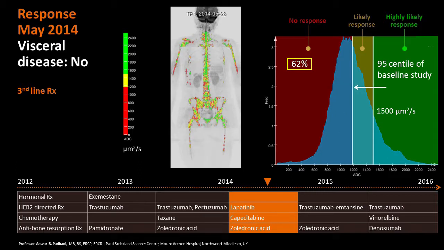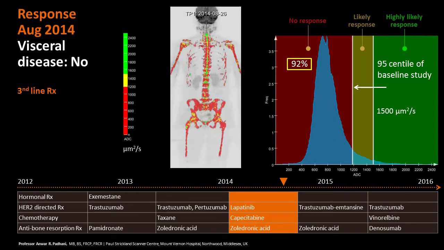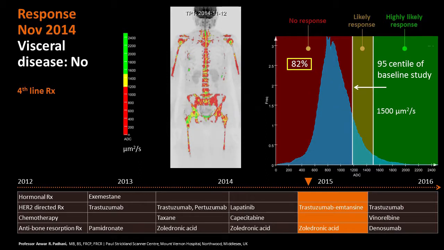On the next scan, however, we see things beginning to slip. There are more areas of red emerging, indicating that she is likely to relapse shortly. By August 2014, we can see that she is in full-blown relapse. Time to switch the therapy. So, we switch her treatment to TDM1.